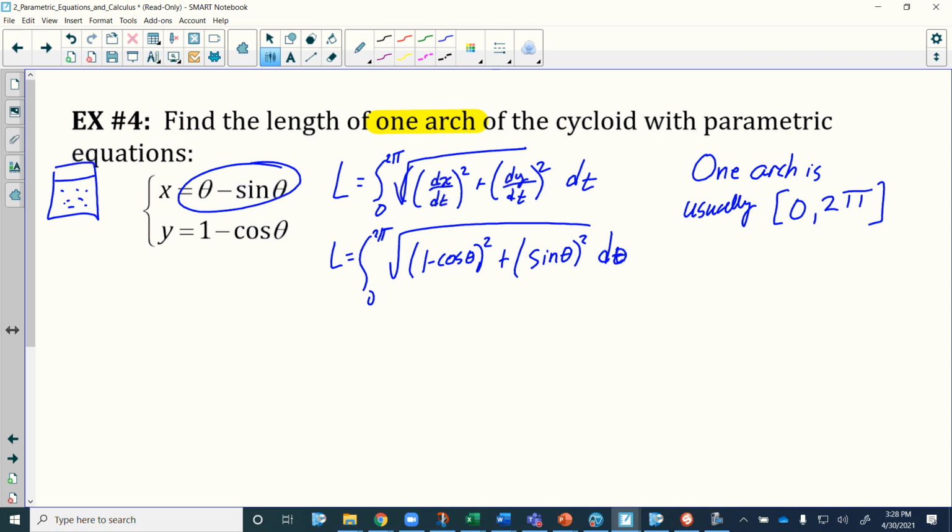Here, because this is a calculator exercise, you could type that into your calculator, and it's going to give you 8 for your length. Okay. Now, is this one possible to do without a calculator? Yes, of course it is.